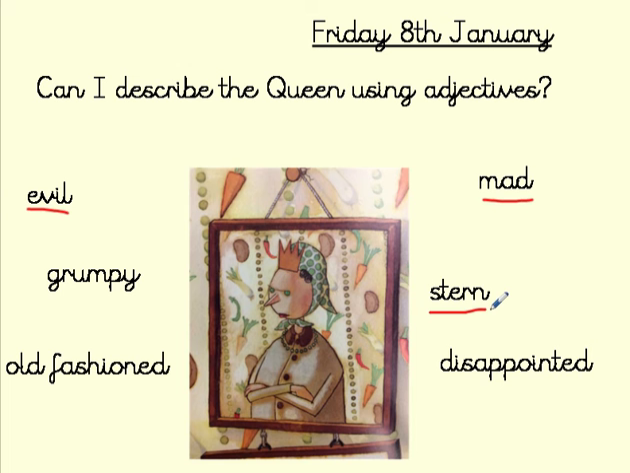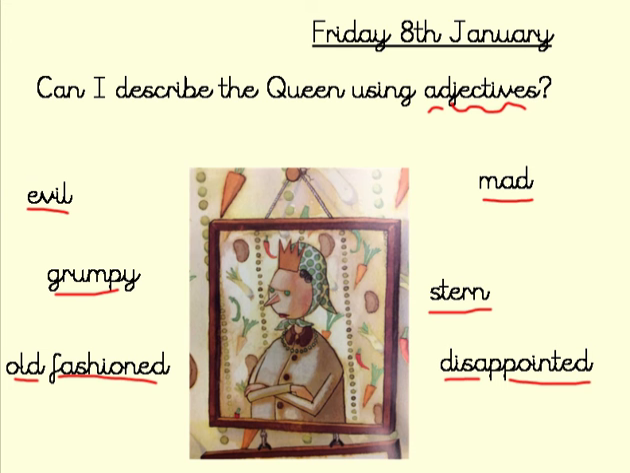She's stern, maybe a bit cross, and certainly she looks disappointed. Okay, she looks disappointed. Maybe things aren't going her way. She looked grumpy, and the clothes that she wears are old-fashioned. All of these are examples of adjectives. Adjectives describe a noun, so they describe things. They tell us what they're like, so we've got a clear picture in our mind.